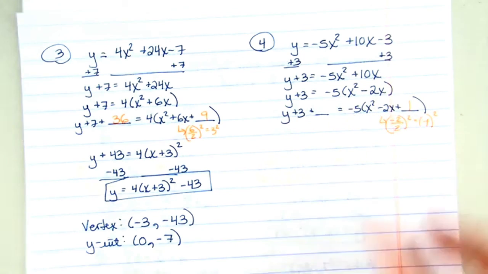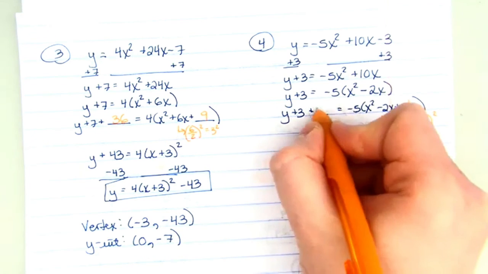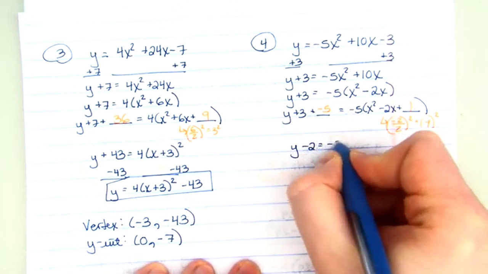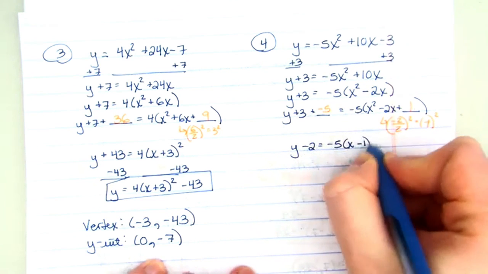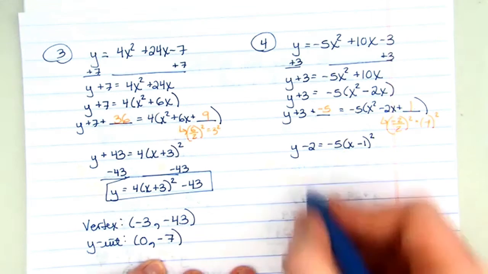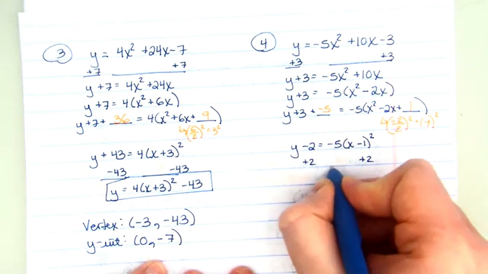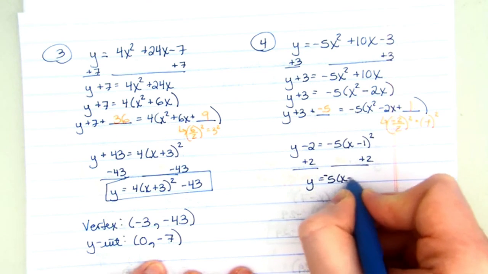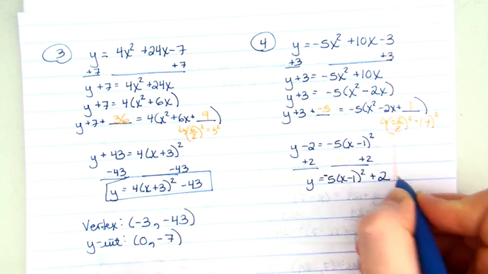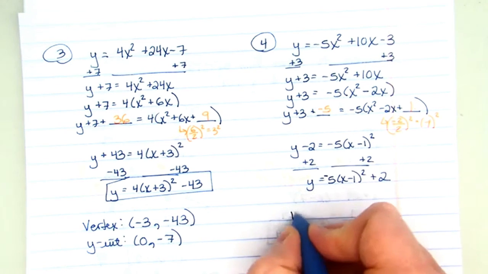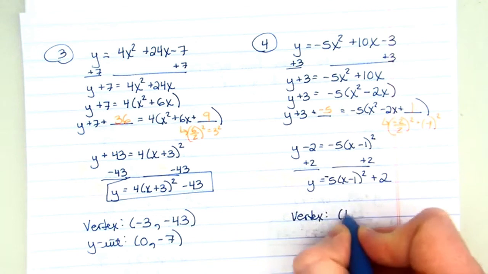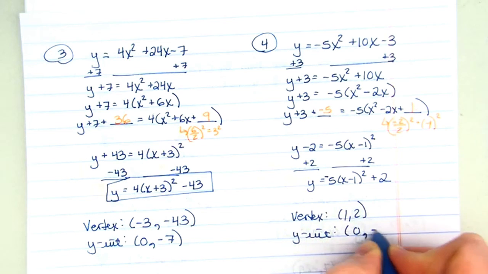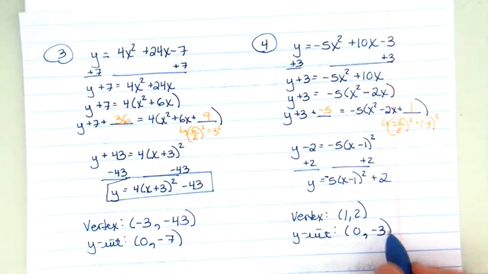And on the other side, I'm going to balance it out with a negative 5 times 1, with a negative 5. Y minus 2 equals negative 5 times x minus 1 in parentheses squared, plus 2, plus 2. Y equals negative 5 times x minus 1 squared plus 2. Vertex is 1 comma 2. Y-intercept, 0 comma negative 3 from the original.